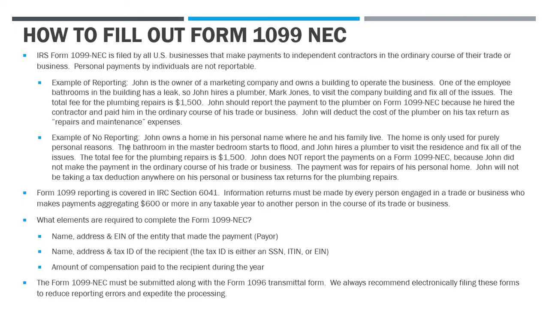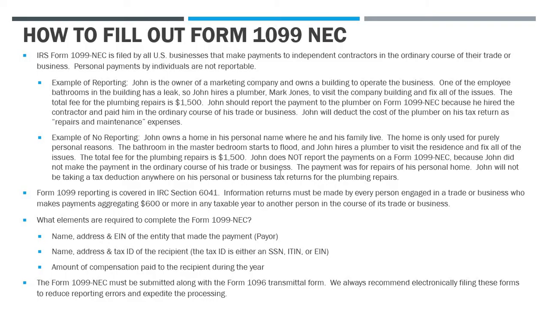So what's an example of no reporting? Well, if we take a similar fact pattern here, we have John owns a house, and it's his personal home, and he and his family live there, right? So the home is only used for purely personal reasons. The bathroom in the master bedroom starts to flood, so John hires a plumber to visit the residence and fix all of the issues. The total fee is $1,500.